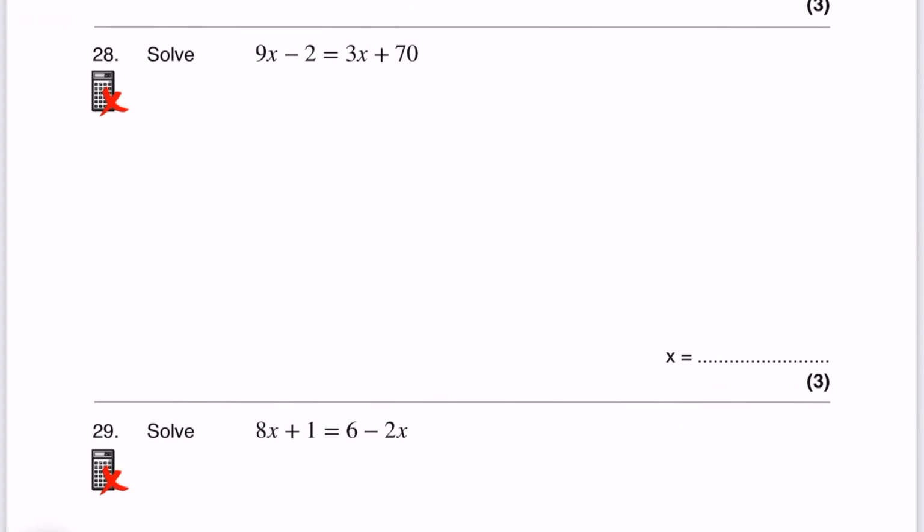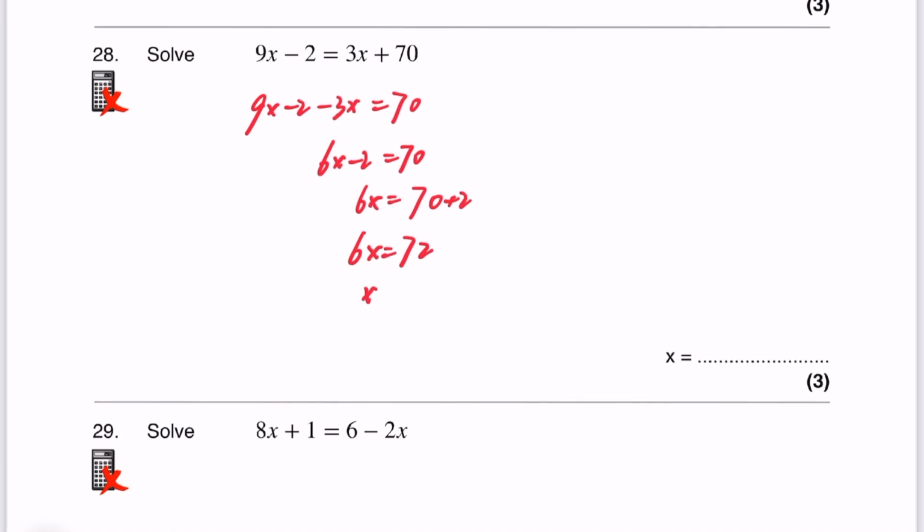For question 28, we do the same thing as before. Focus on the algebraic expression first. 9x minus 2 minus 3x equals 70. What is 9x minus 3x? That would give us 6x. 6x minus 2 equals 70. Now that is simplified. 6x equals 70 plus 2. 6x equals 72. x equals 72 divided by 6. x equals 12.